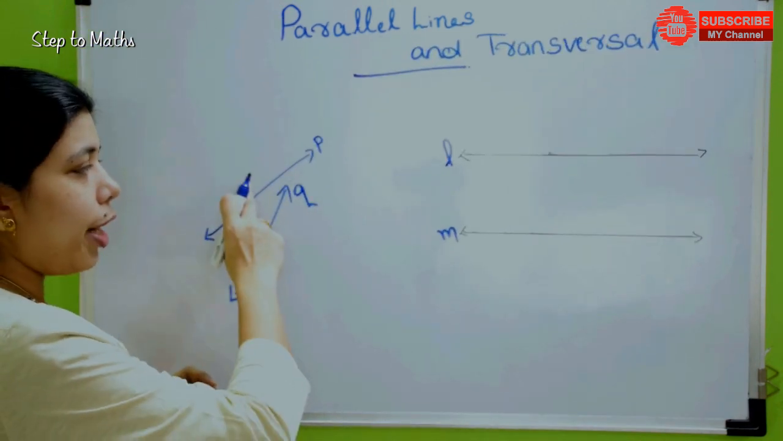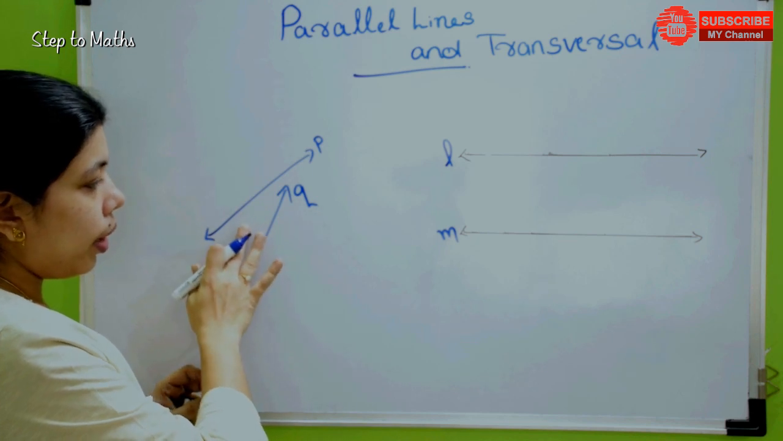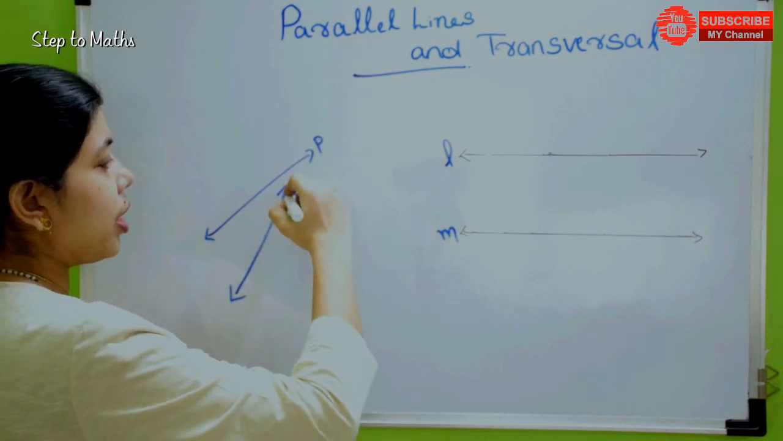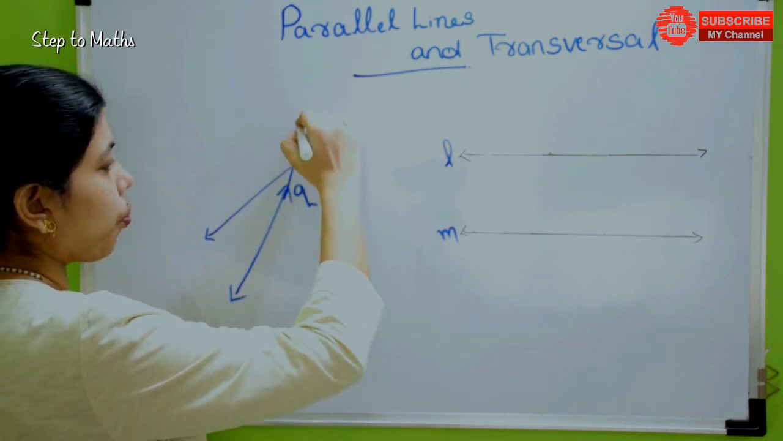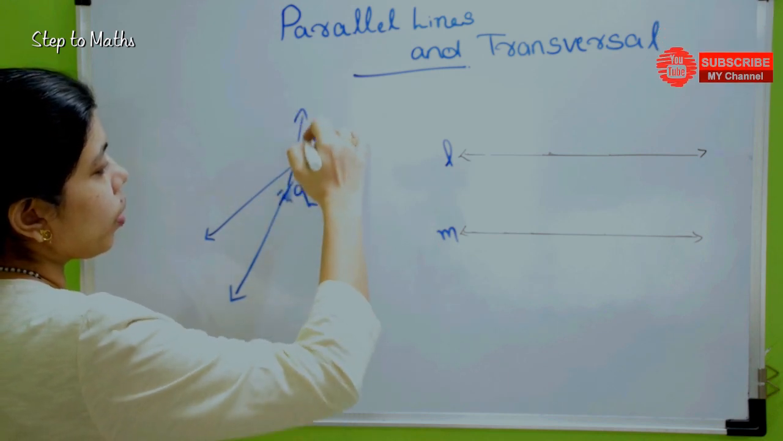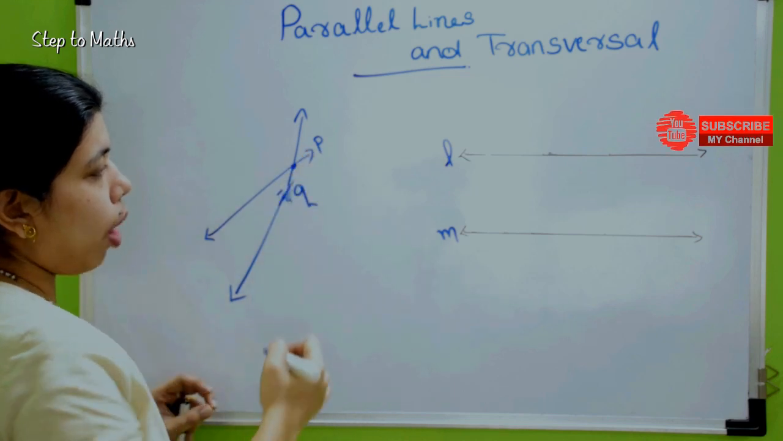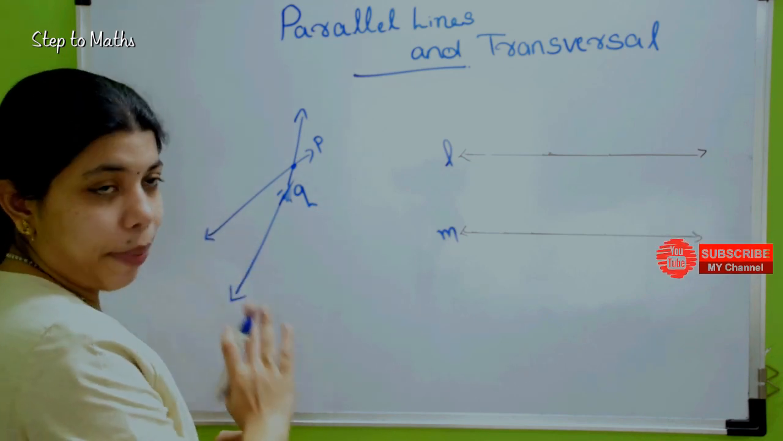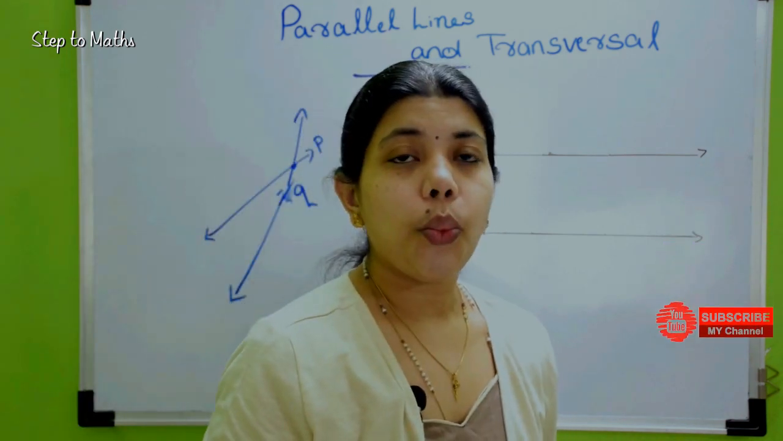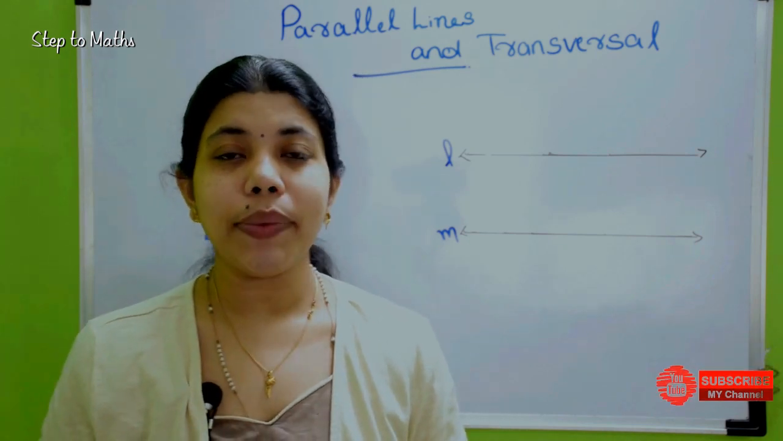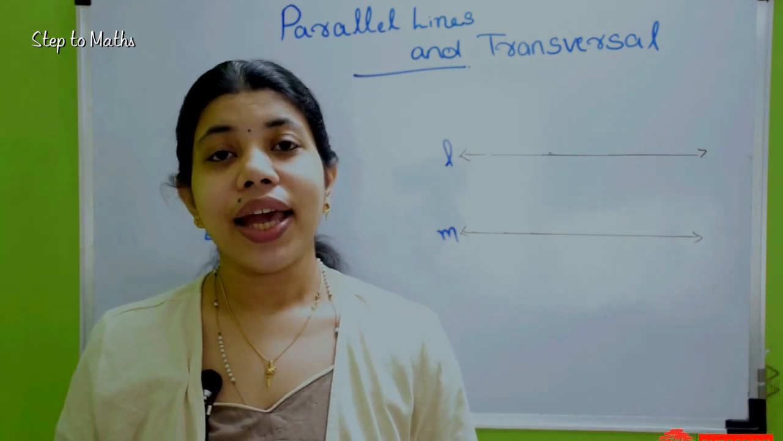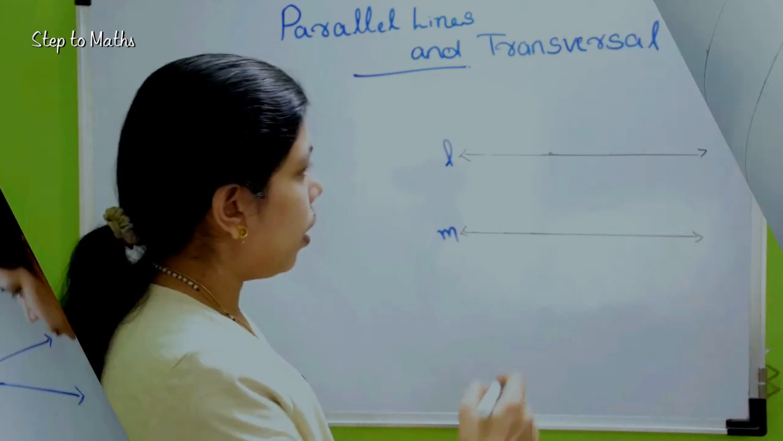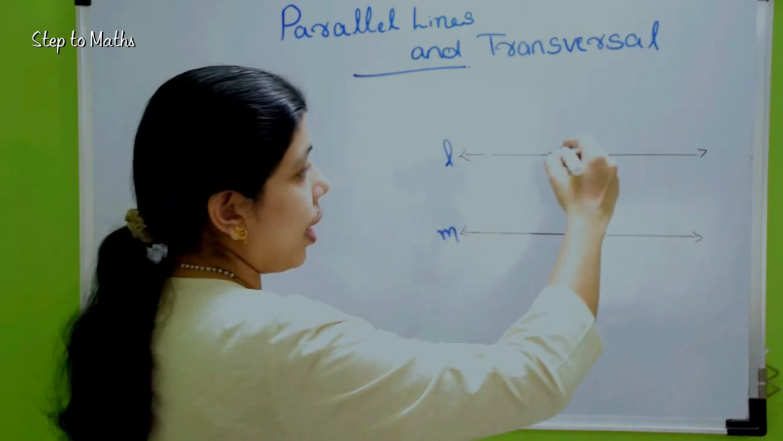Now, we consider two lines, line P and line Q. Here these lines do not intersect or meet at any point. But if we extend line Q, it intersects line P at one point. So, it meets at one point on line P. That means these two lines are not parallel. So, in geometry, two lines are parallel if they are two lines in a plane which do not meet at any point in that plane. Line L and line M are two parallel lines.